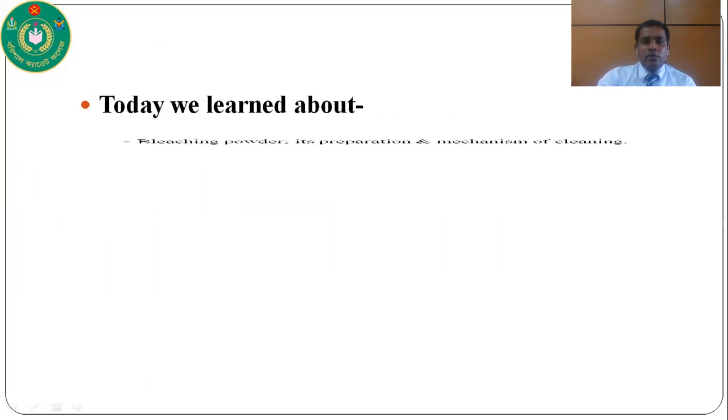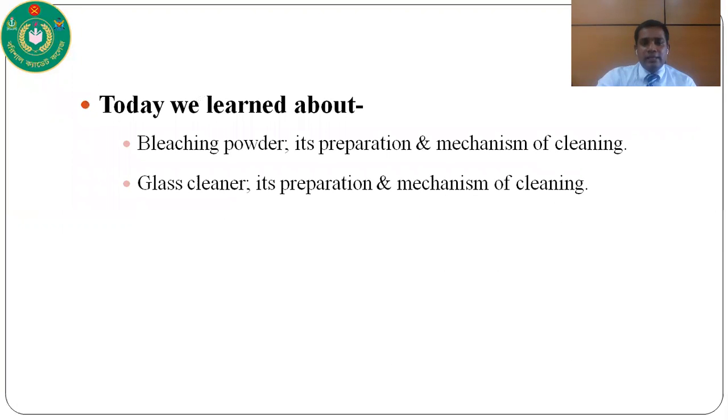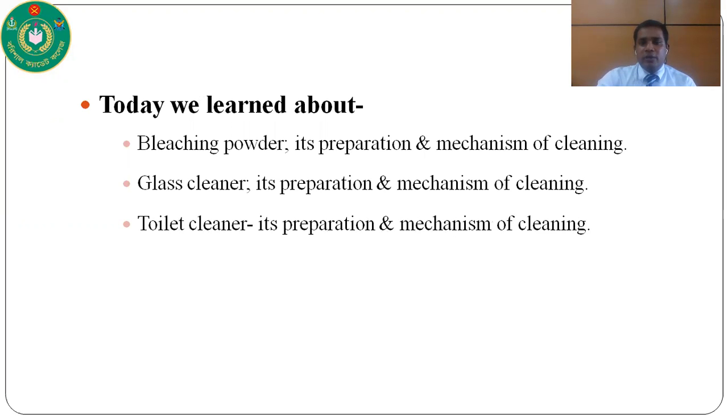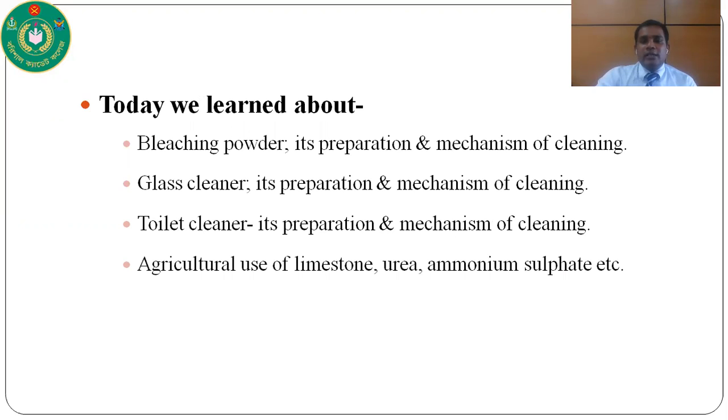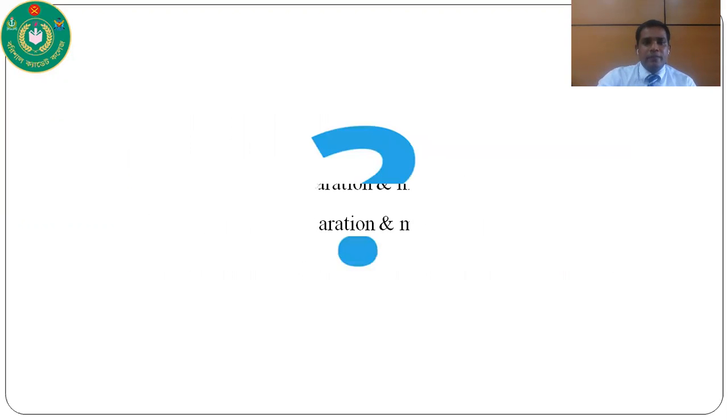So today we learned about bleaching powder, its preparation and mechanism of cleaning. Glass cleaner, its preparation and mechanism of cleaning. Toilet cleaner, its preparation and mechanism of cleaning. And agricultural uses of limestone, urea and ammonium sulfate.